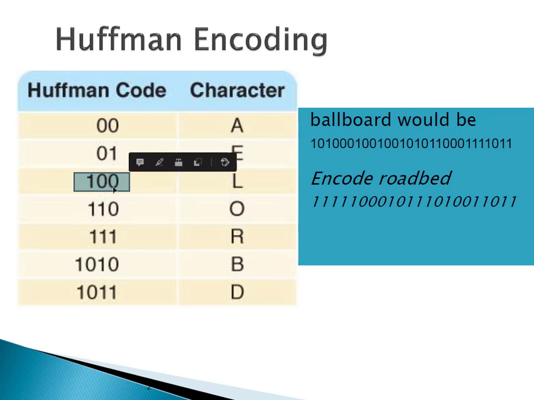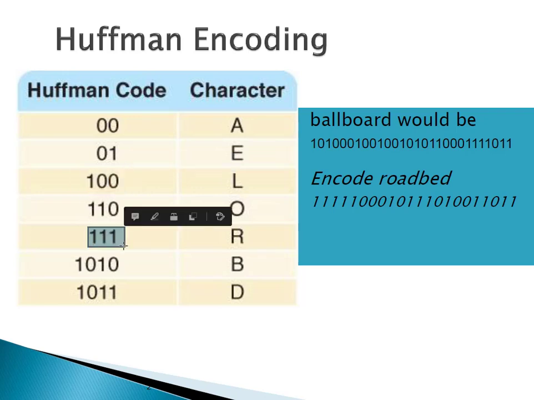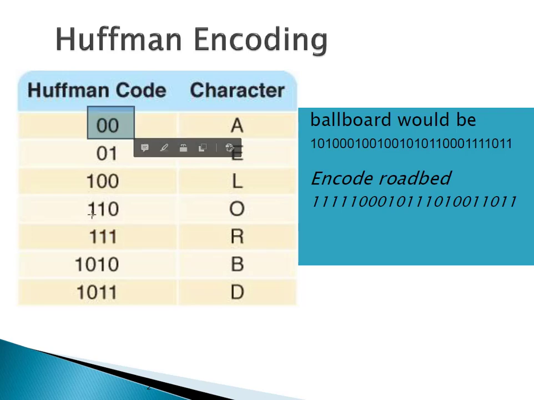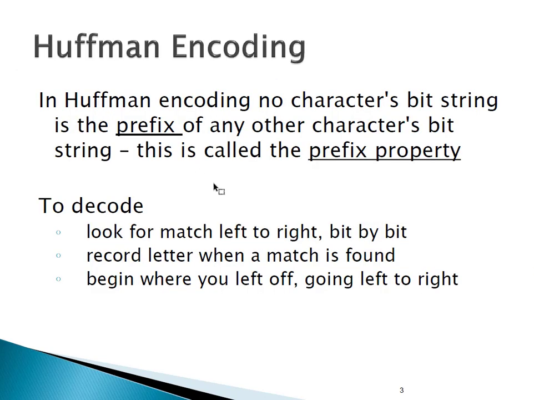For example, 100: there's no other code here that starts with 100, if we can put it that way. There's no other code here that starts with 111. There's no other code here that starts with 00. You can see there are codes that start with 10. There are codes that start with 11. There are codes that start with 01, but no code starts with 00, and so on. So no Huffman code is a prefix of any other Huffman code. That's the prefix property.